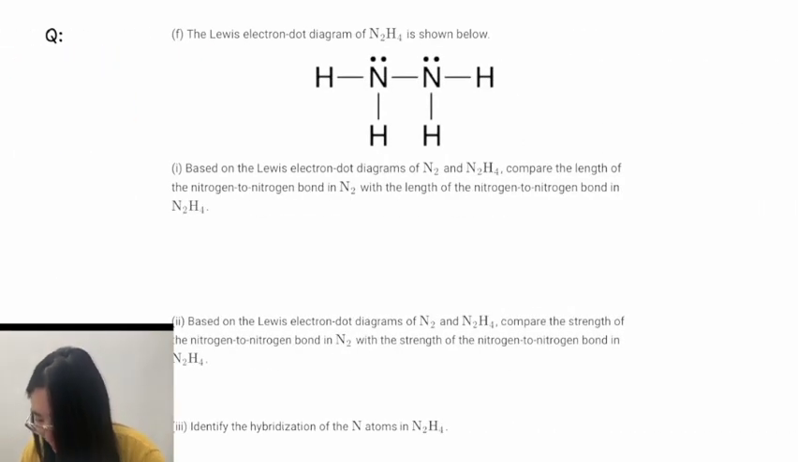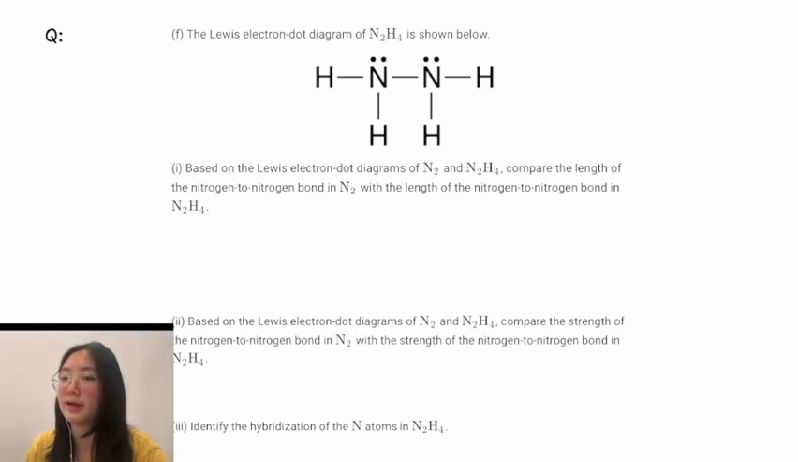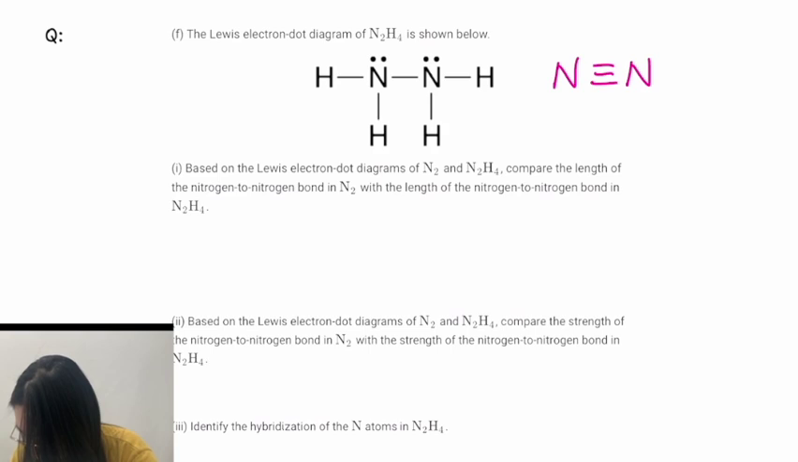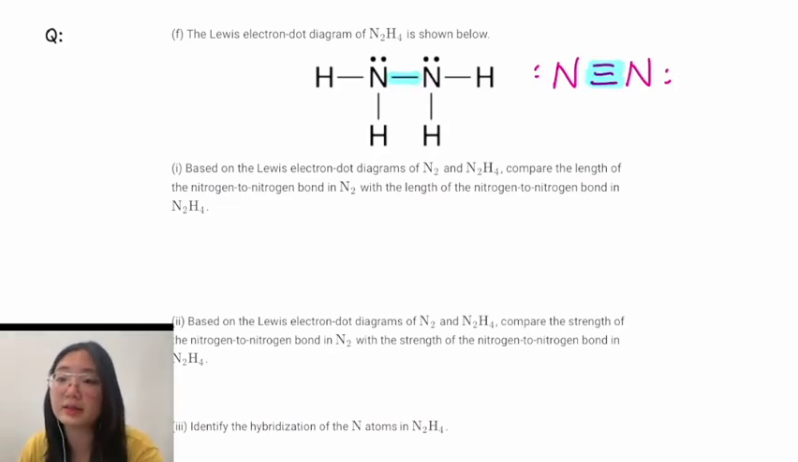Next, the Lewis electron dot diagram of hydrazine is shown below. Based on the Lewis electron dot diagrams of nitrogen and hydrazine, compare the length of the nitrogen to nitrogen bond in nitrogen with the length of the nitrogen to nitrogen bond in hydrazine. Okay, again, nitrogen triple bond in N2, and nitrogen single bond in hydrazine. And obviously the triple bond is stronger and shorter than the single bond.